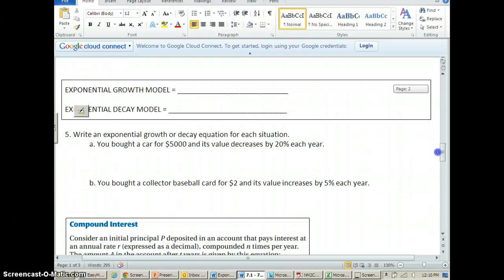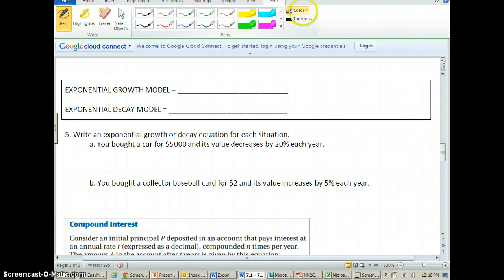Now, there is a way that we can come up with the equation for any exponential growth or decay function based on the situation. The exponential growth model looks like this. Let me get my pen ready here. The way that we figure out the model for exponential growth is it's going to be y is equal to a times 1 plus r to the t power.